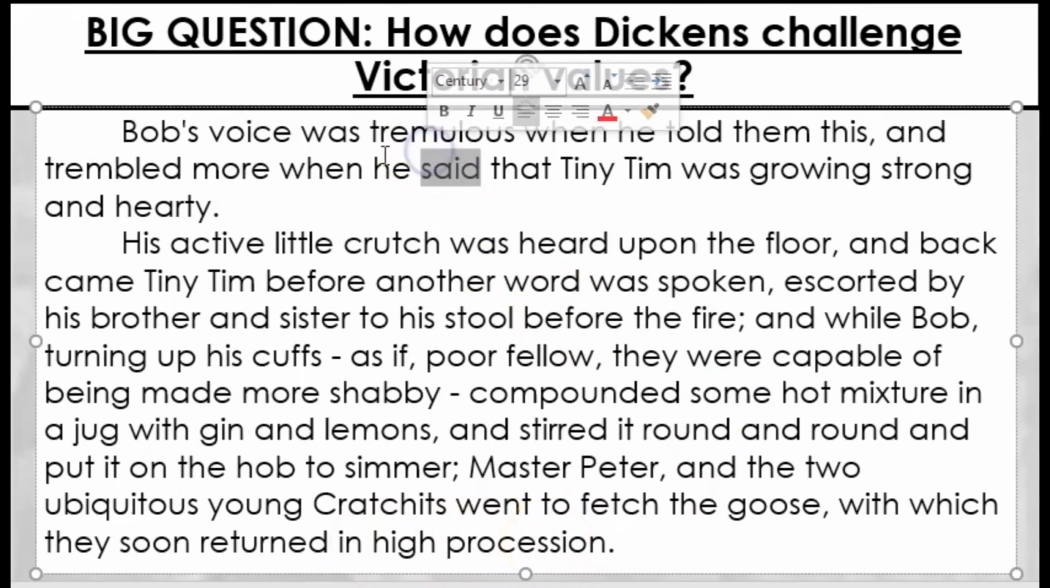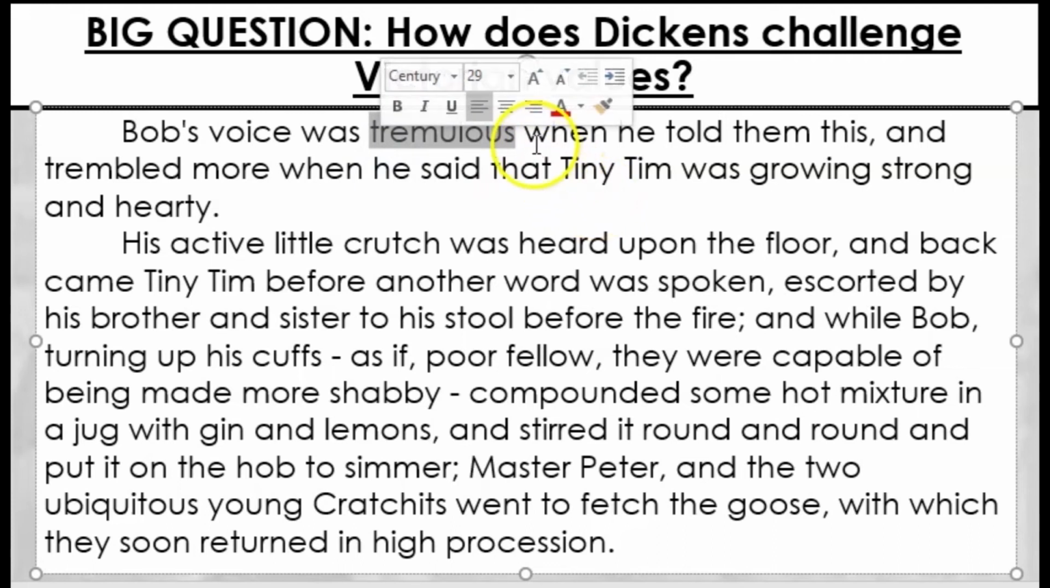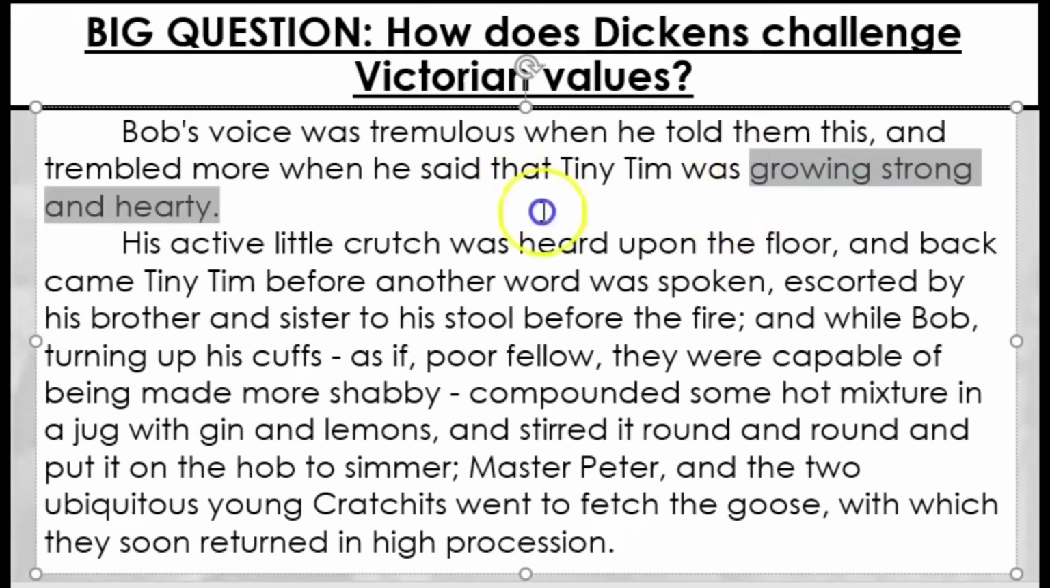So, as Bob is talking about the goodness of Tiny Tim, his voice gets tremulous. It means it shakes because he's on the verge of crying with the emotion that he's feeling about his son, because he's obviously very, very touched that his son is so selfless in his thoughts. And he's also hopeful that his son's going to survive, that he's growing stronger and hearty and more full of life. Of course, we know as a reader that Tiny Tim is very vulnerable and very weak, but Bob's hopeful that his son's going to survive.